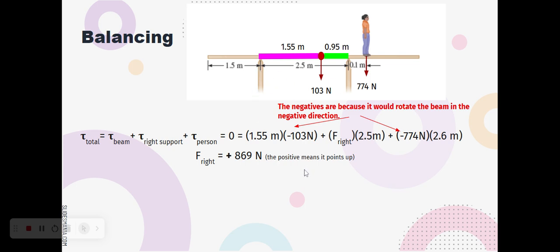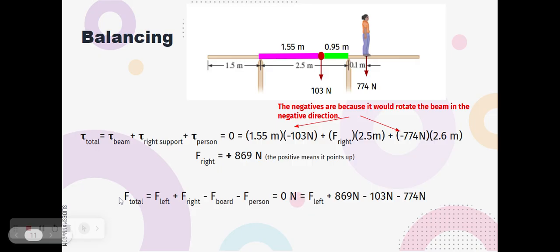I have 3 of my 4 forces. I can look at a force equilibrium. The total force has to equal 0. So the force up from the left support, the force up from the right support, and the force down from the board and the person all have to add up to 0. So the left force plus the other upward force, which is what we found here, minus the downward force of the beam and the person, gives me that the left hand support is 8 newtons. It's pushing up with 8 newtons.